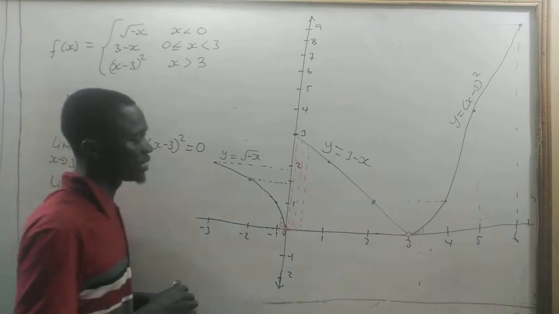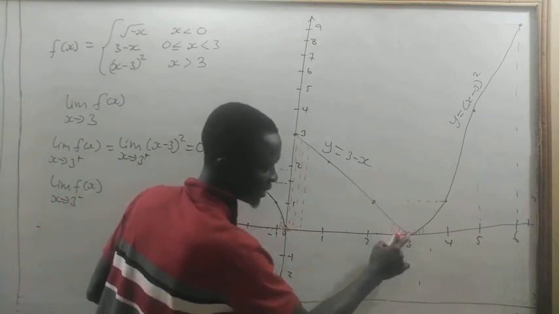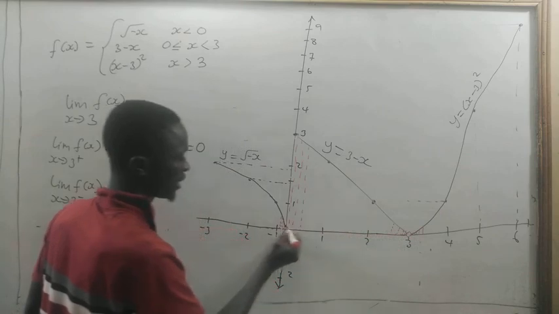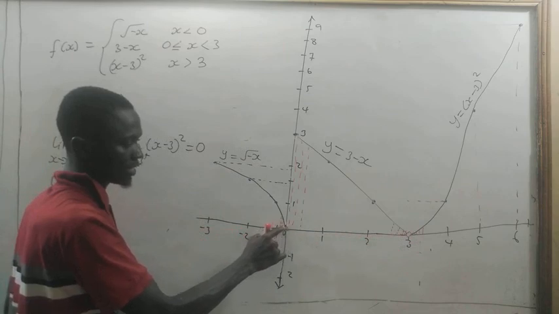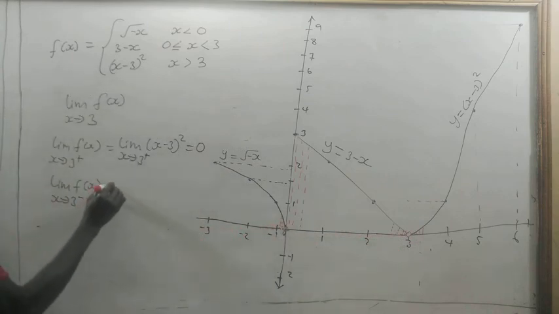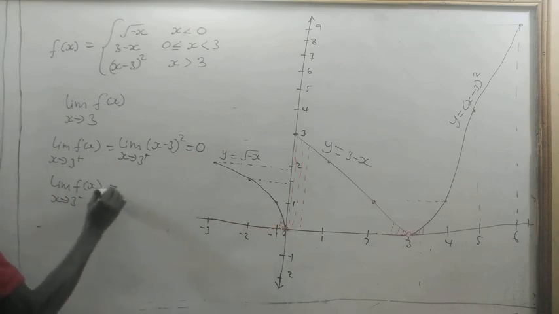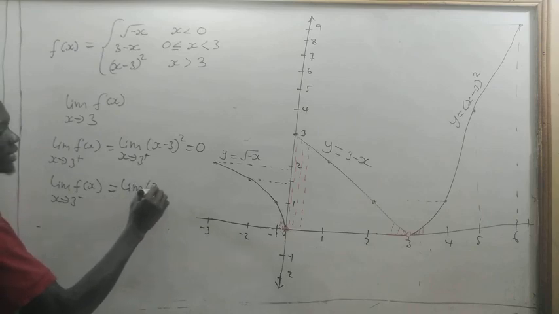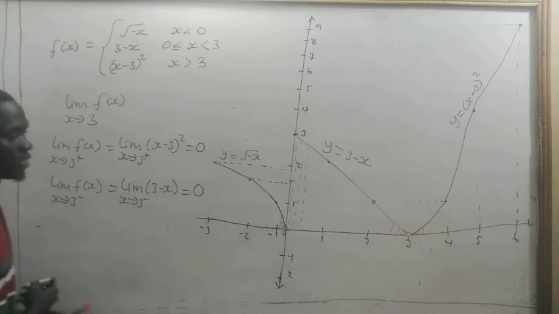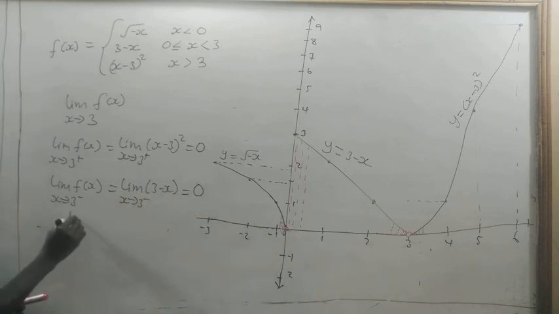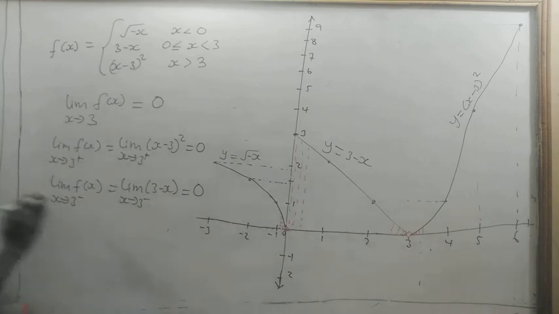And as x approaches 3 from the left, you see that it comes to the same point, and if you trace it back here, you come to 0. The 0 is the black marker. This one is a hole. So this one too, we are going to use the limit of 3 minus x as x approaches 3 from the left, and that one too will be 0. So we can conclude that the limit of f of x as x approaches 3 is equal to 0.